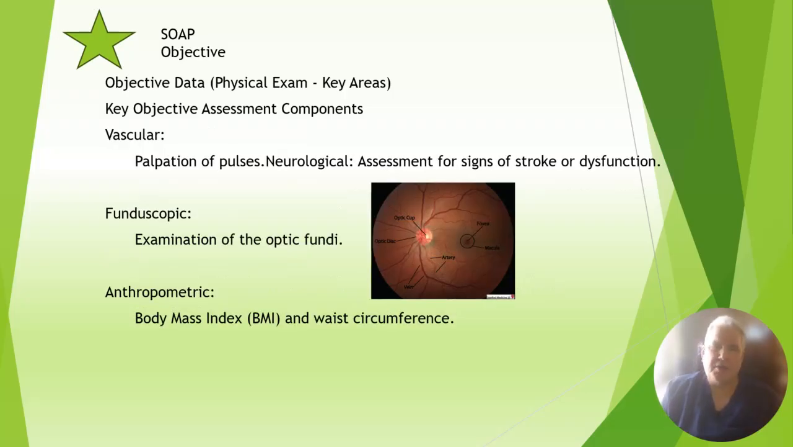Two other areas that you want to look at: the vascular and fundi or fundus of the eye. The neurological assessments for signs of a stroke or dysfunction, because sometimes patients can have a stroke, not be aware of it, have a TIA, where it doesn't do any permanent damage, but it may still at the same time affect the way that their facial muscles respond. And so you're looking for those kind of classics.